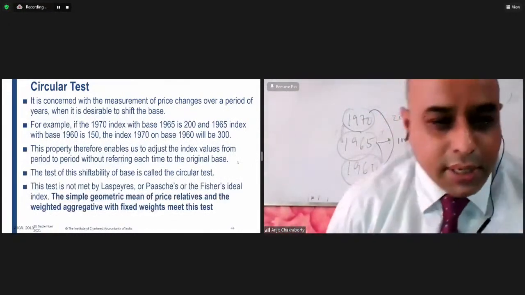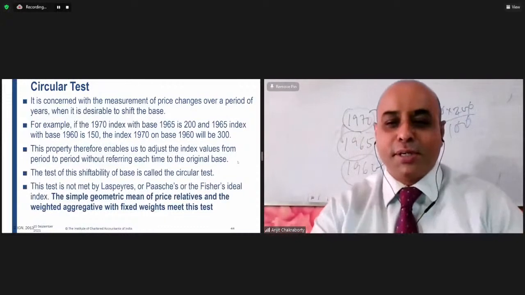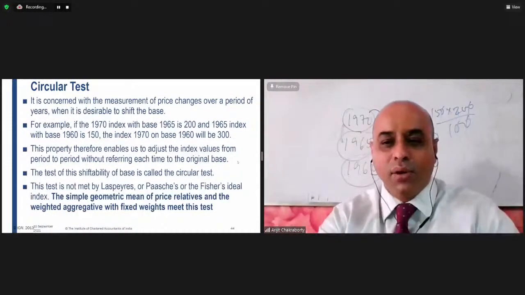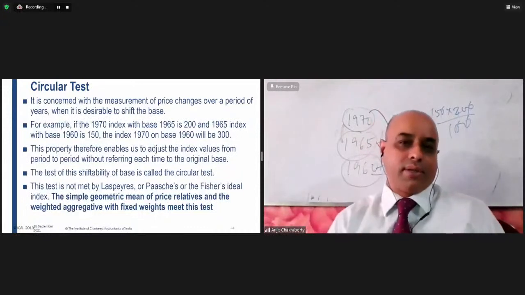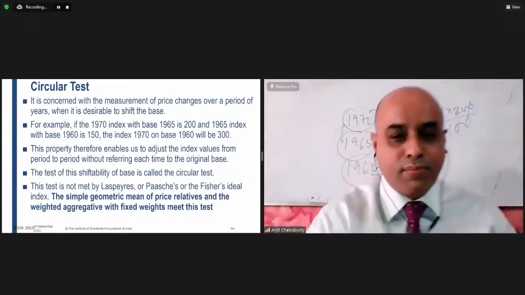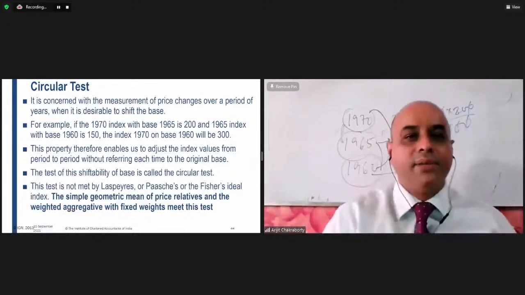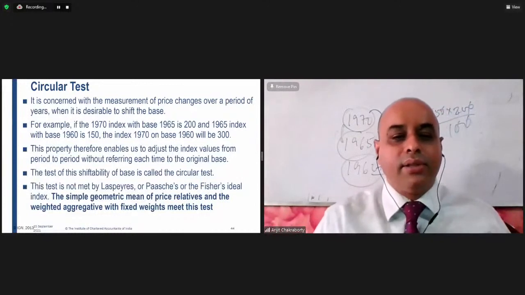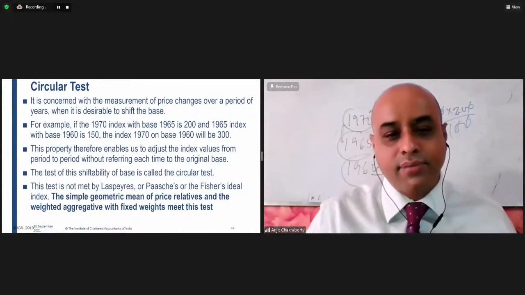And yes, which formula will hold good for the circular test? This test is not met by Laspeyres', Paasche's or Fisher's index. This is only possible with the simple geometric mean of price relatives and the weighted average of price relatives, which will meet this test.